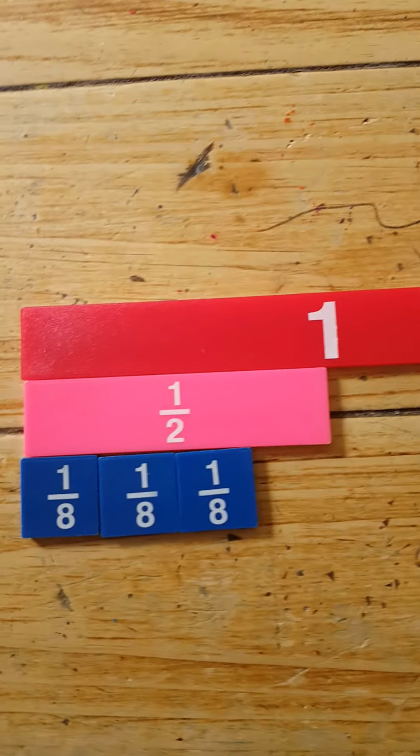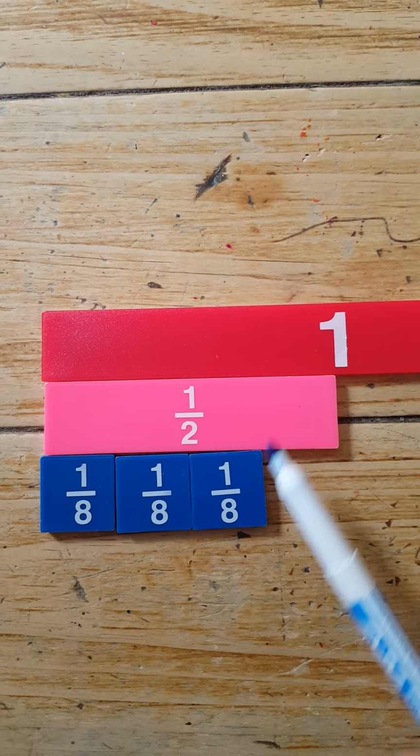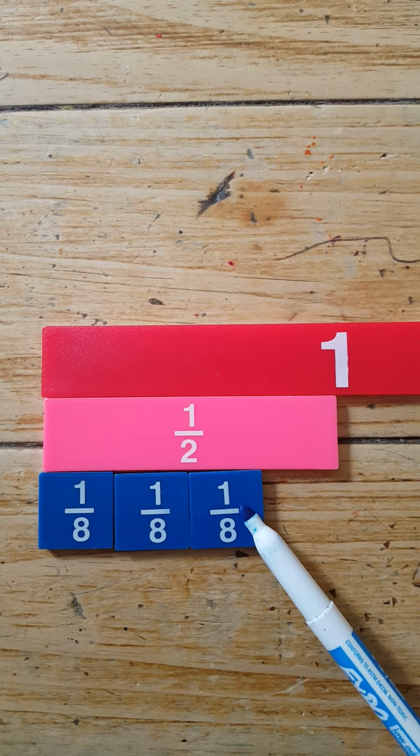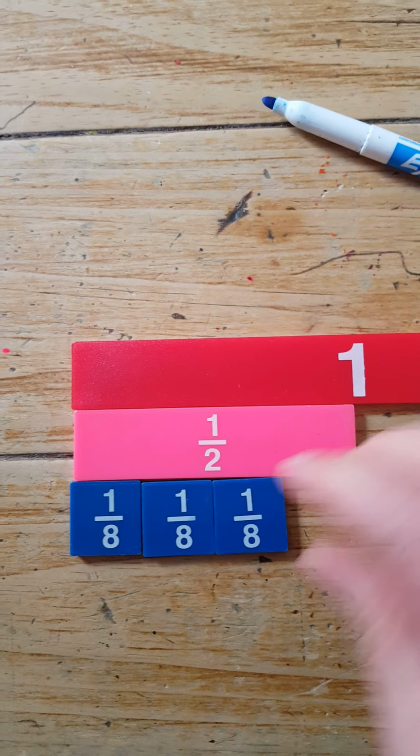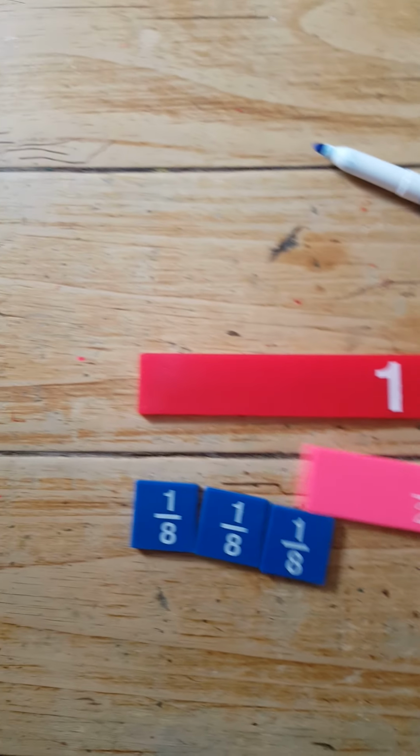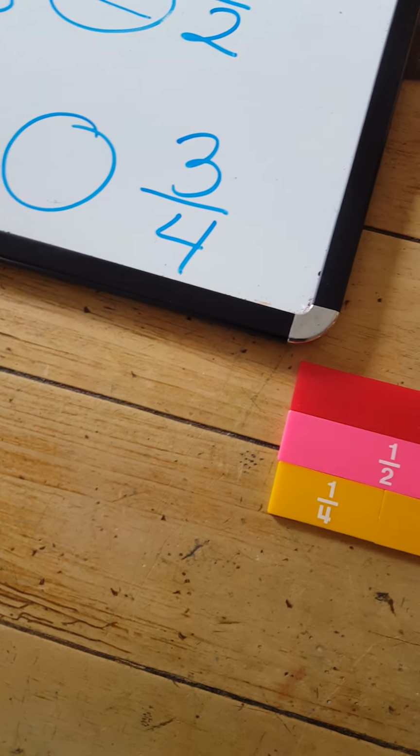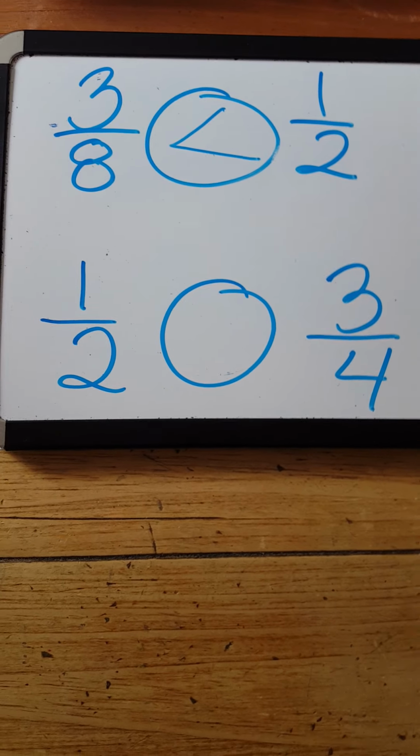Let's take another look at that. We can see that even though there's 1, 2, 3 pieces versus 1, we can see that they're smaller. They're cut up into smaller pieces. Okay? Let's do another one. Then let me put the 1 halves over here. And we'll put the 1 bar over here. And this time we are going to try and compare 1 half to 3 fourths.